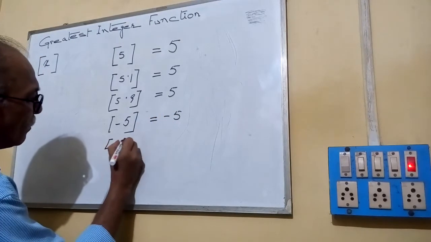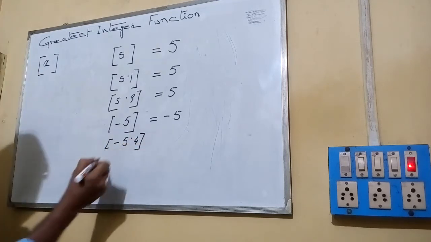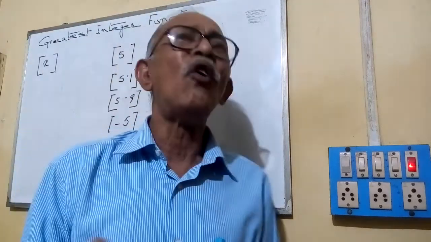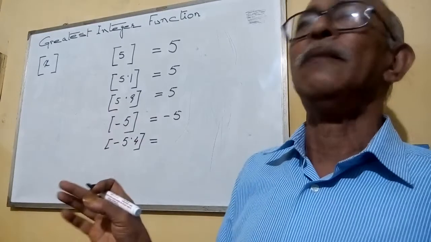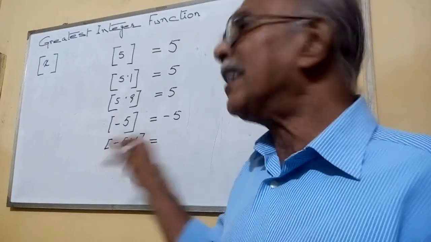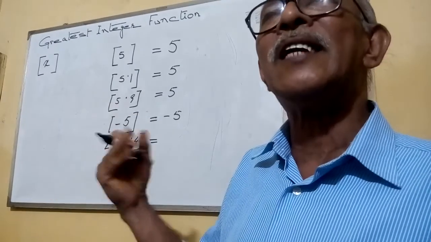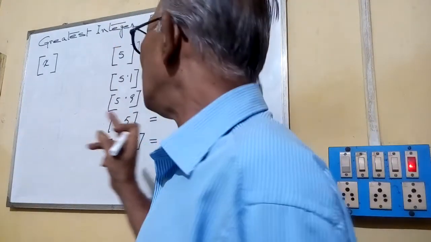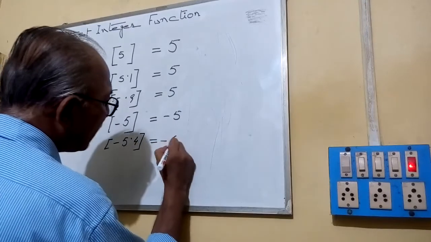Box of minus 5.4. Now this one is what? That is the important thing. This is not equal to minus 5 because minus 5 is greater than minus 5.4. Minus 5 is greater than minus 5.4, so it is not the greatest integer. So the greatest integer will be minus 6.